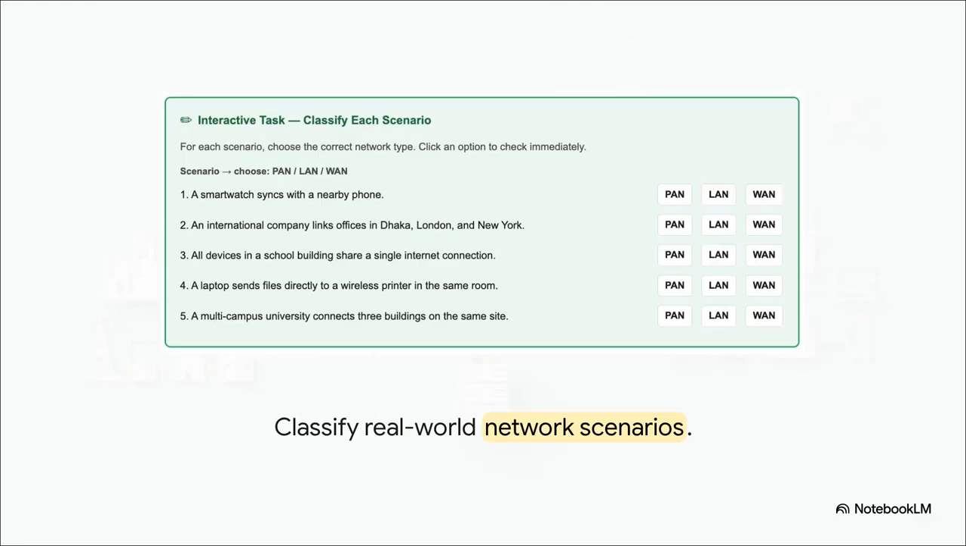Let's test this logic in the real world for a second. If an international company links offices in Dhaka, London, and New York, spanning thousands of miles and requiring external utility infrastructure, that is unmistakably a WAN. Conversely, if all the devices are just sharing a single connection inside one high school building, that's a classic LAN.